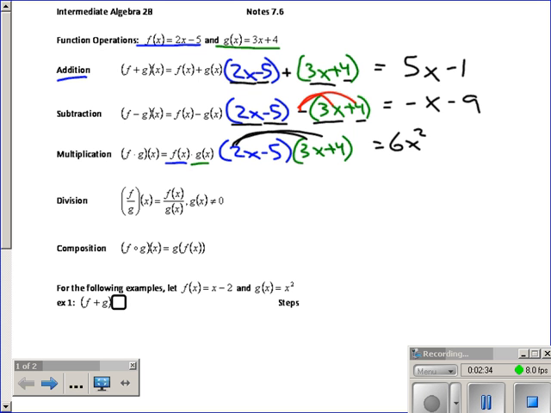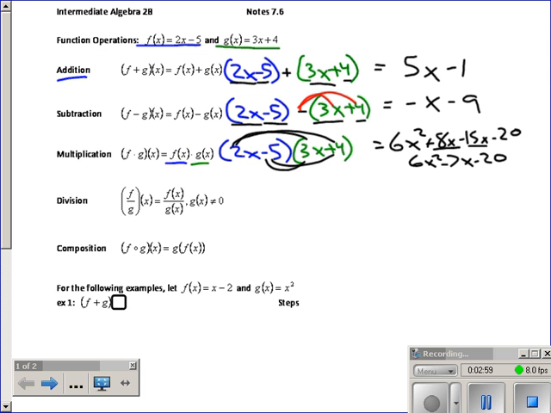The outside, 2x times 4 gives me plus 8x. The inside, negative 5 times 3x is negative 15x. And the last part, negative 5 times 4 is negative 20. The last step, we will combine the like terms. In this case, our x's, so we would have 6x squared minus 7x minus 20.